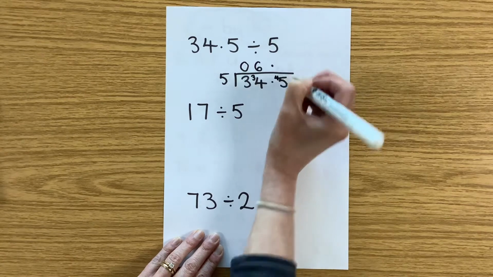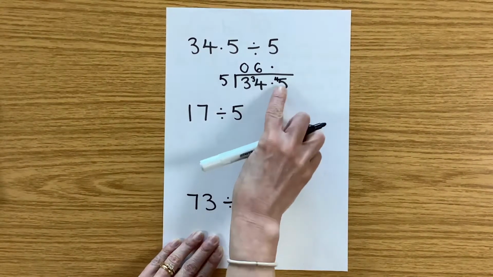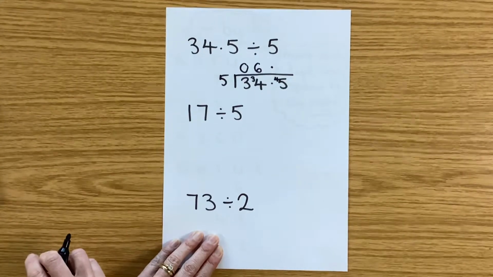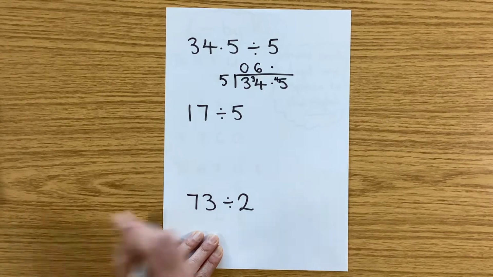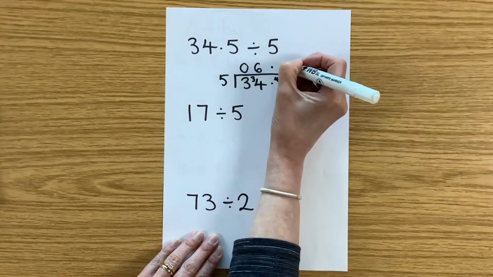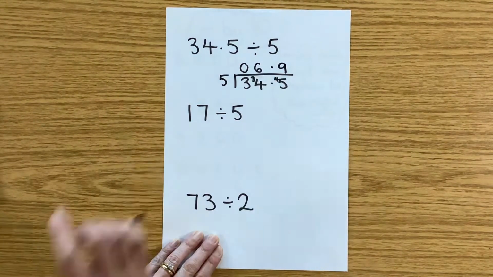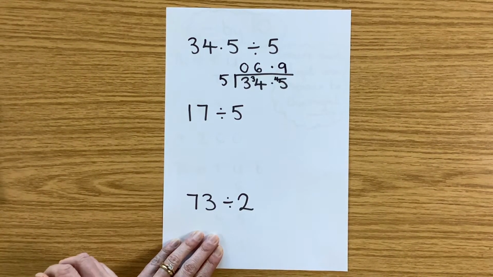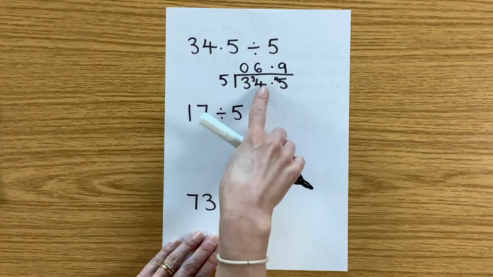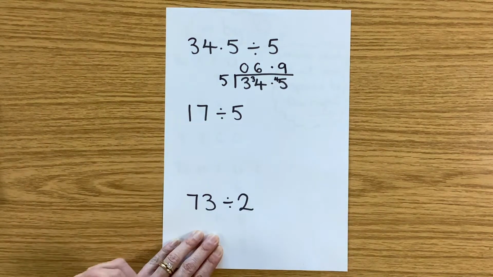So 6 groups of 5 make 30. Remainder 4. What's 45 divided by 5? 45 divided by 5 is 9. So my final answer would be 6.9. Dividing by decimals is no harder than dividing any other way, as long as we remember to put our decimal point into the answer as well as into the question.